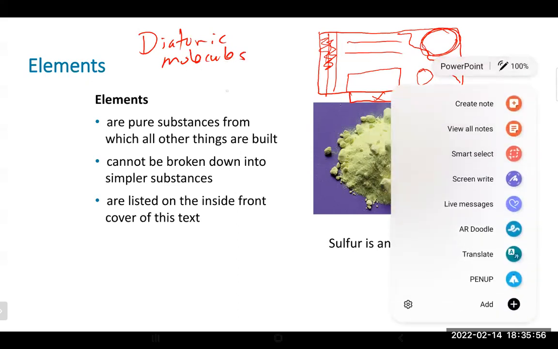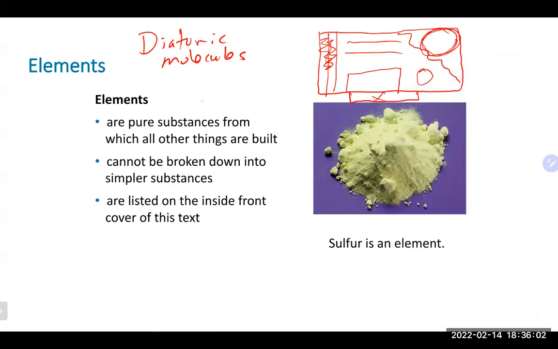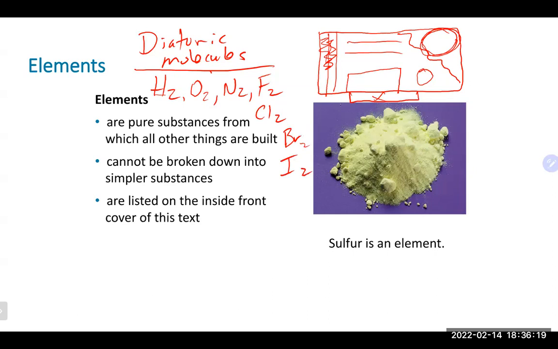And basically, the diatomic molecules are H2, O2, N2, F2, Cl2, Br2, and I2. These are all what are referred to as molecules.